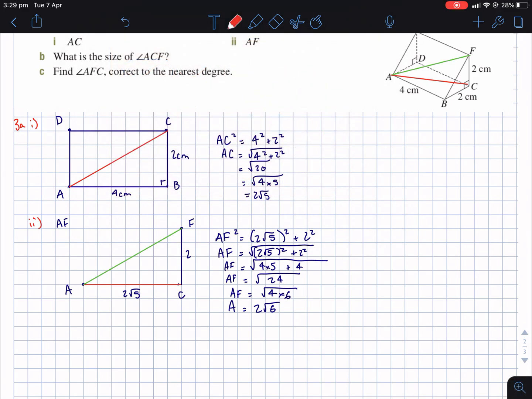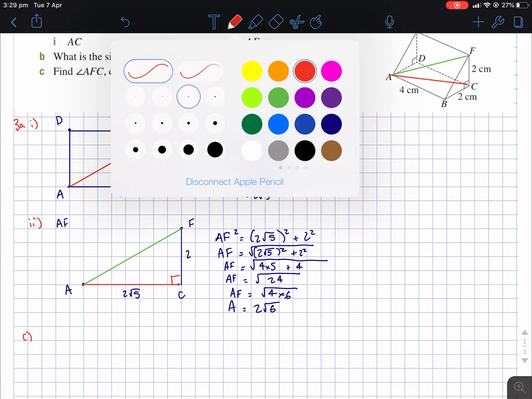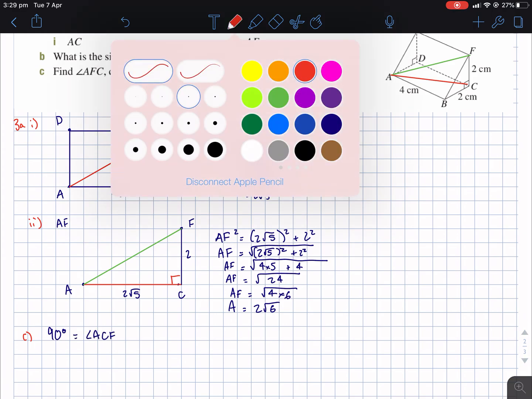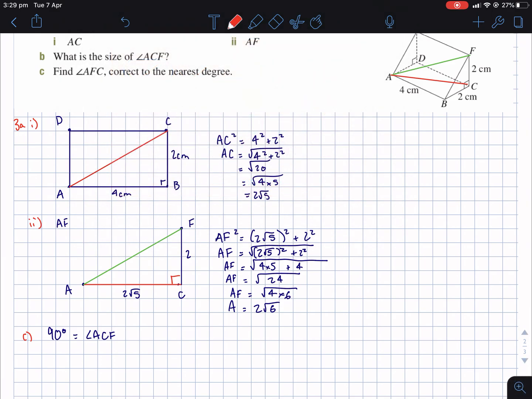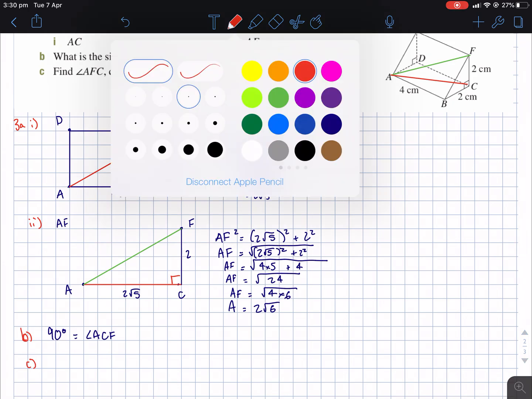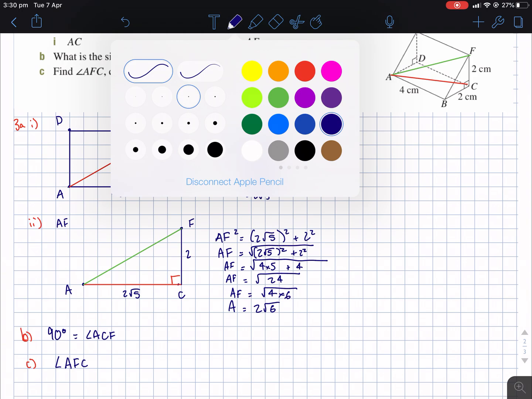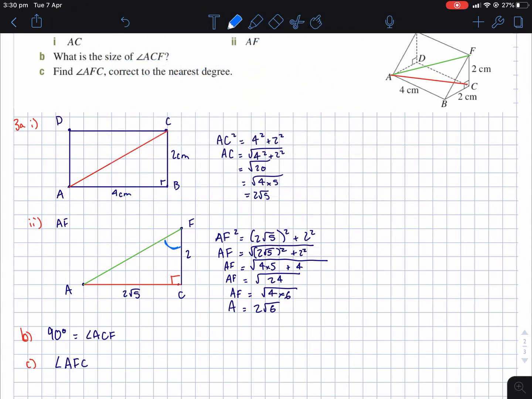Now they want the angle ACF. ACF is this one. It's 90 degrees. I wonder if they stuffed up. No, because part C asked for angle AFC. Oh, so that was B. So C, angle AFC is this angle up here.